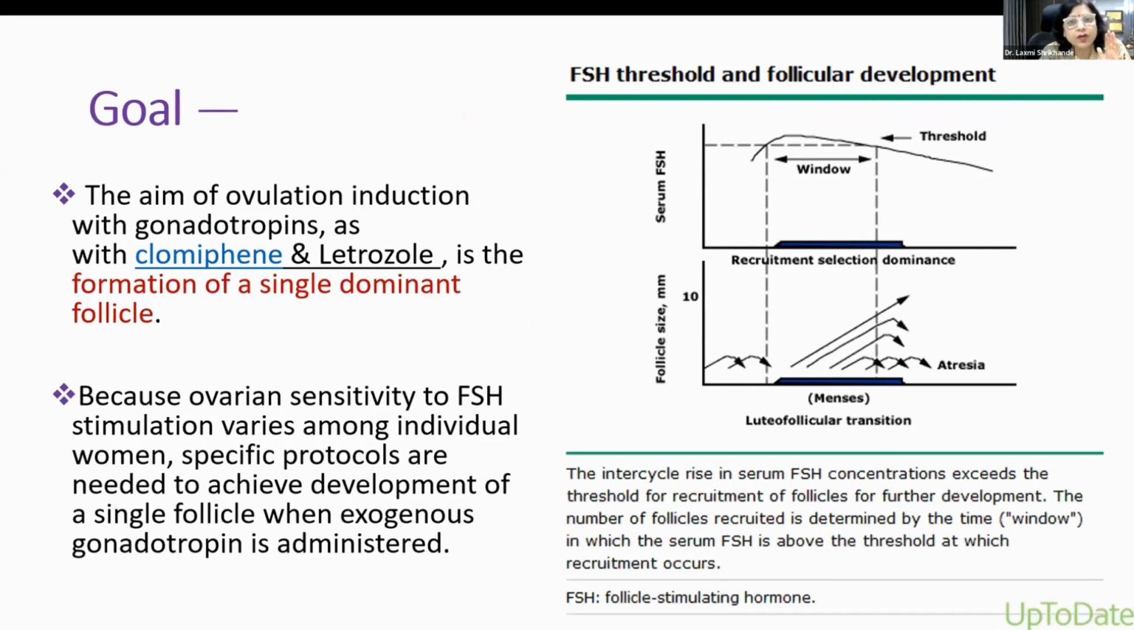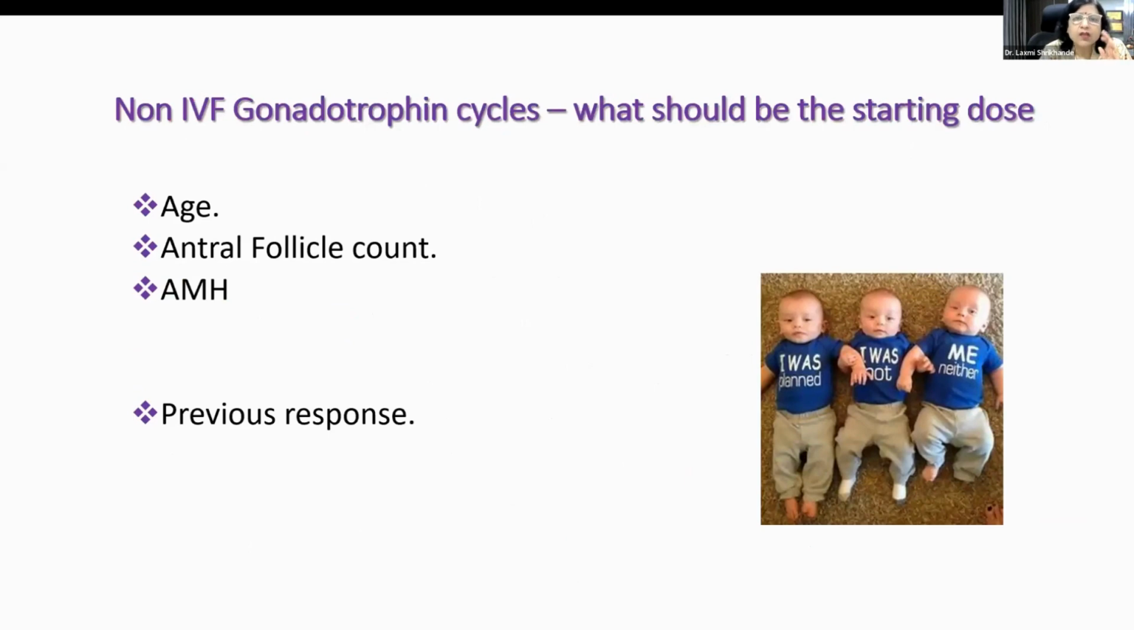Of course, with gonadotropins also, our aim of stimulation is the same, that is monofollicular development. So what should be your starting dose? It depends on age of the woman, your antral follicular count, and what is the AMH.